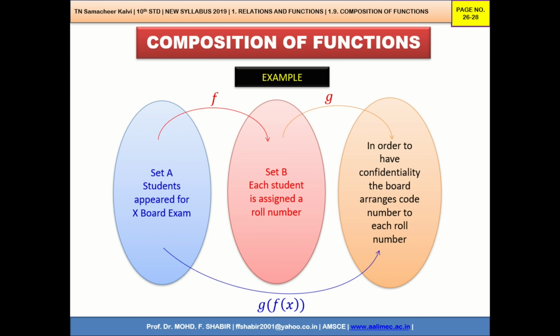Next example, suppose in set A, students appeared for the 10th board exam. Each student will have a roll number, set B. So there is a function between student and roll number, function f. For every roll number there will be another code number given. Therefore there is another function between set B and code number. The function is g. Put together, every student will have a code number. So if I put together both the functions f and g, it is g of f of x, where we apply function f first, then function g.